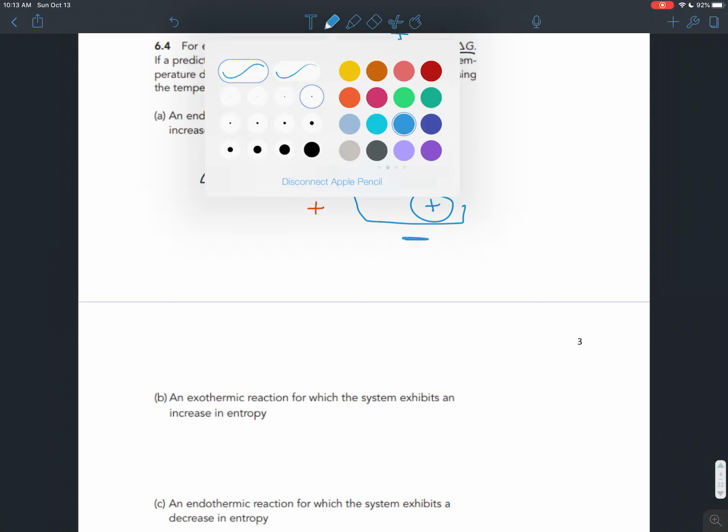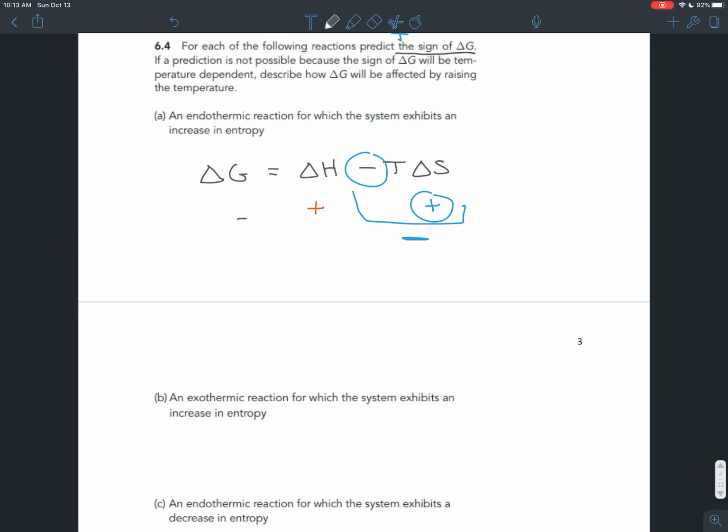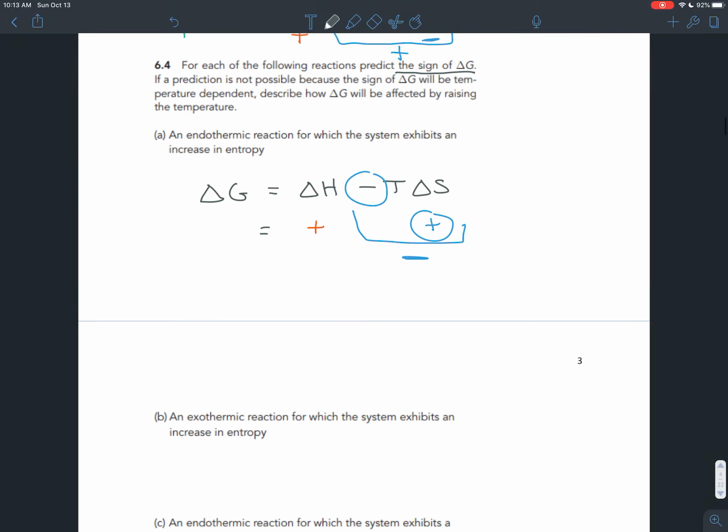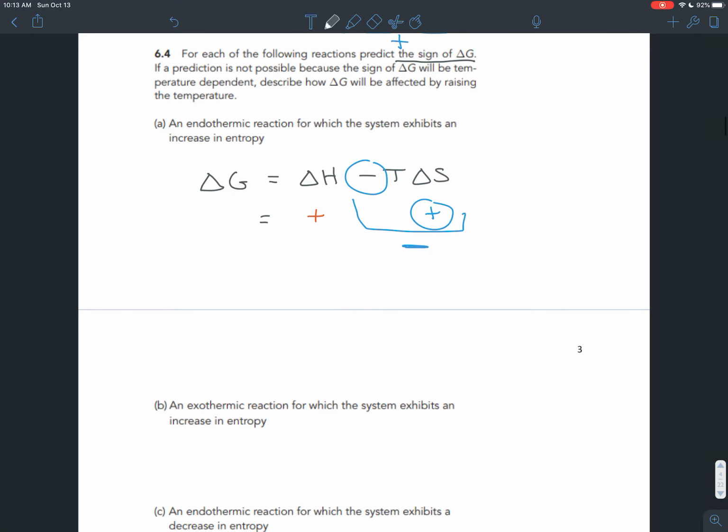So you have two competing signs here. You have the positive sign from the heat and the negative sign from the whole entropy term. So which one wins? What's the sign of delta G? Well, here they said if delta G is temperature dependent, describe delta G at a high temperature, if you raise the temperature.